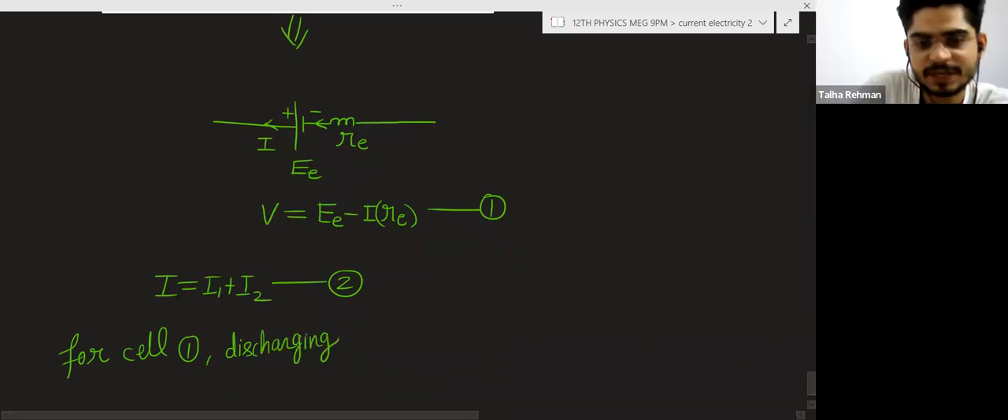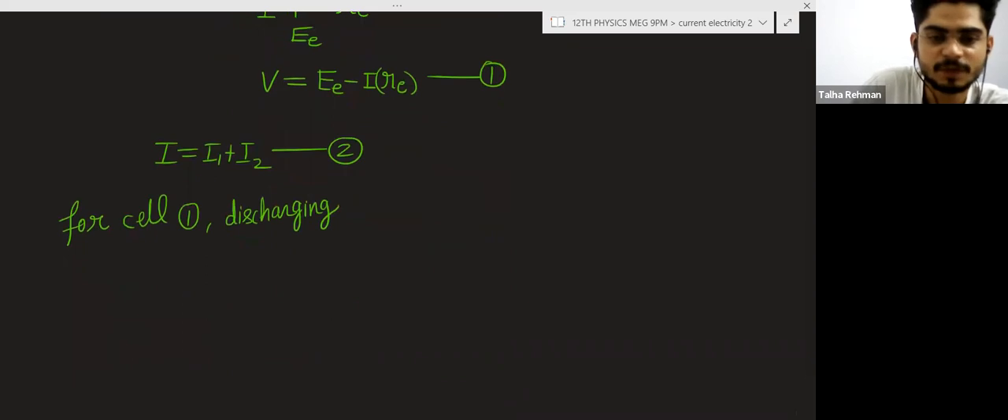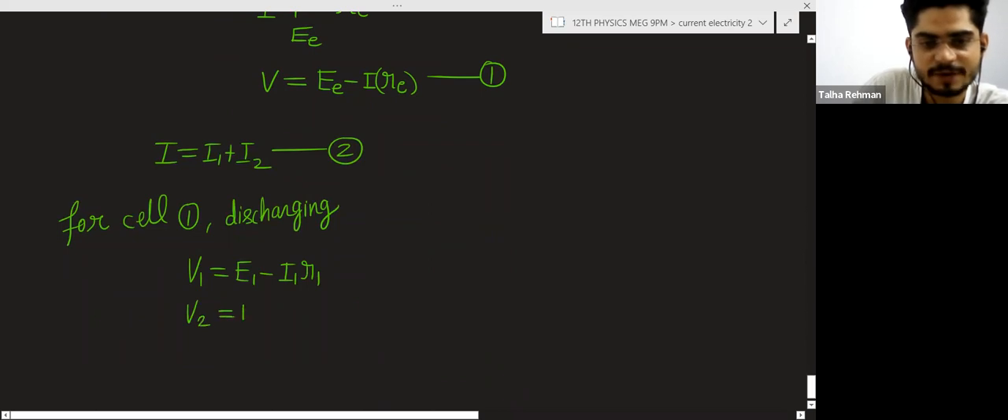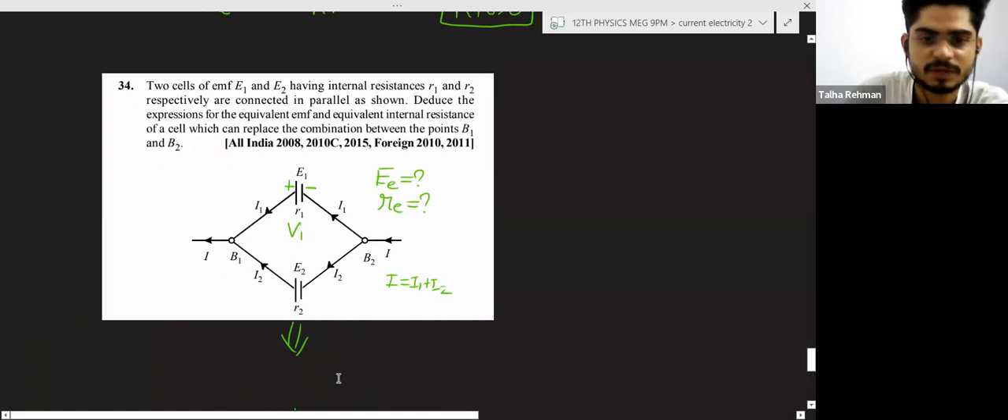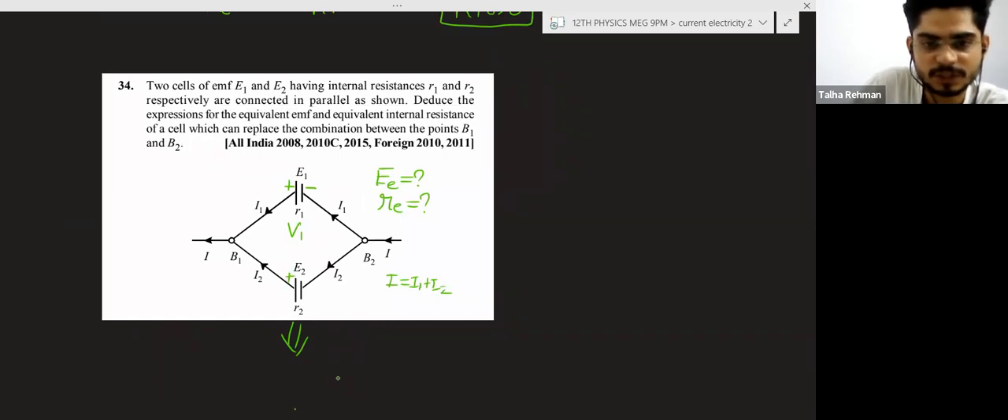And for the discharging condition, how will we write the terminal potential of cell 1? E1 minus I1 into R1. And for cell 2, similarly you can write E2 minus I2 into R2, because cell 2 is also discharging. You can see from here, the current is flowing from the positive terminal.